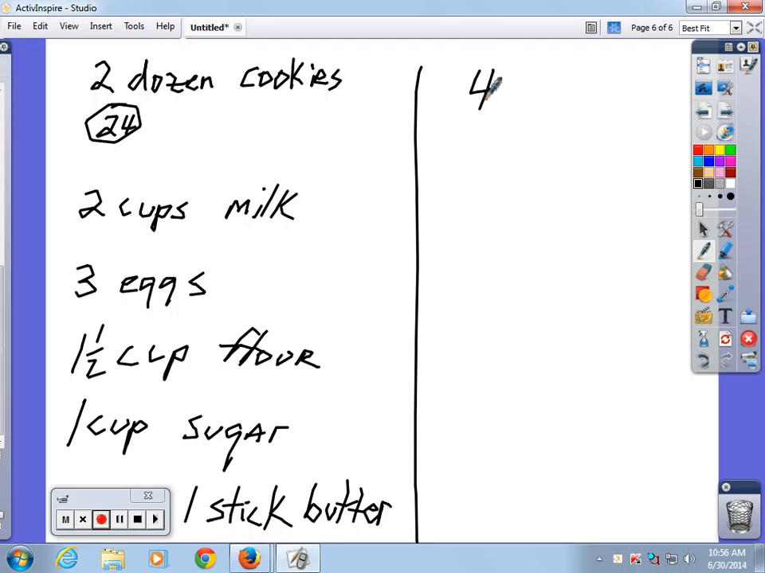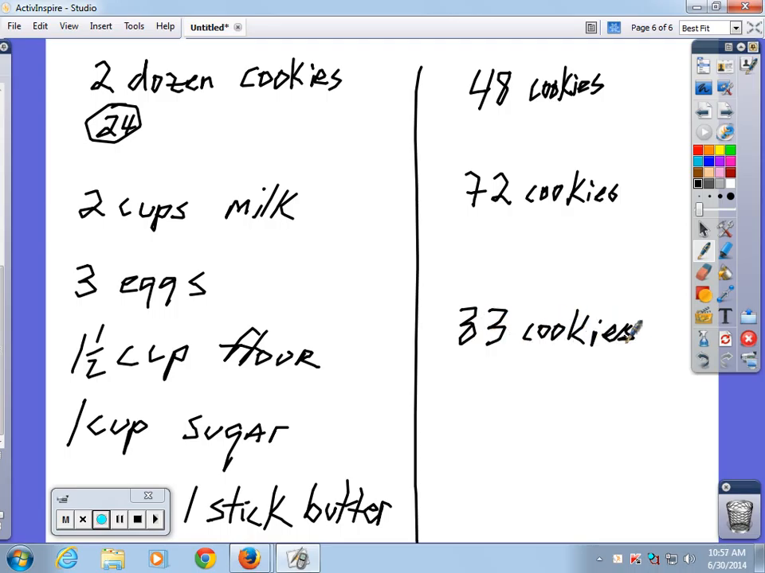24. I want to make 48 cookies. I want you to do that. Tell me how many ingredients I need. I want you to do 72 cookies. Do that. And then I want you to tell me, I want to make 33 cookies. That's when everybody's going to go, oh. So do it. It won't take you but a few minutes.